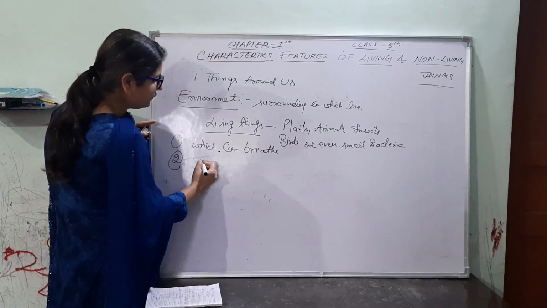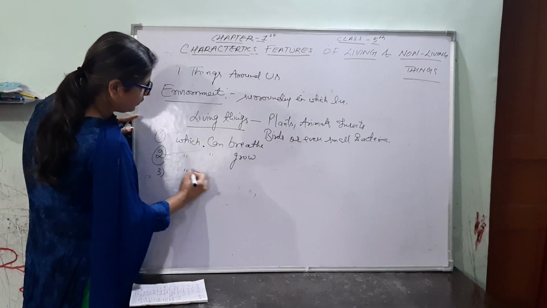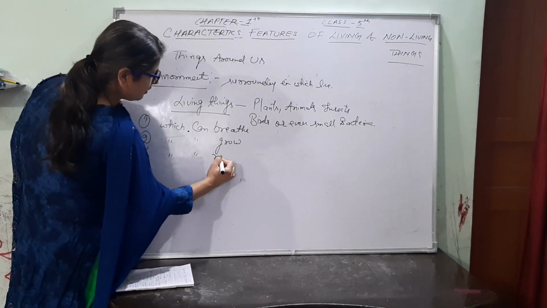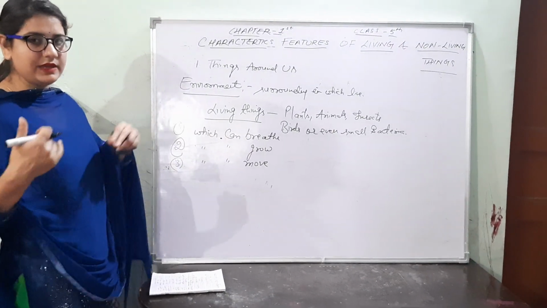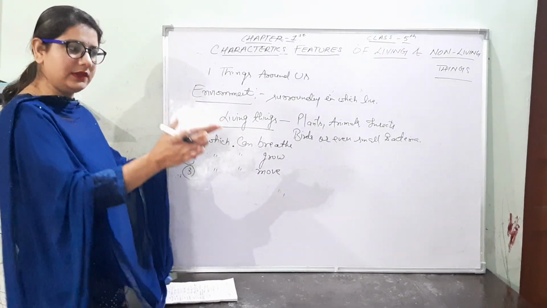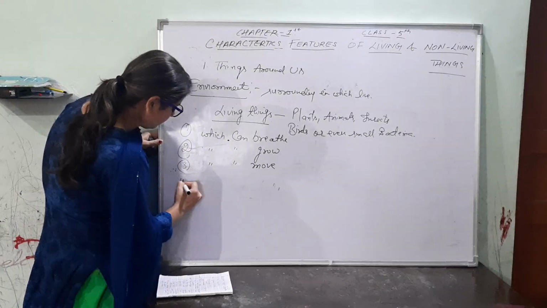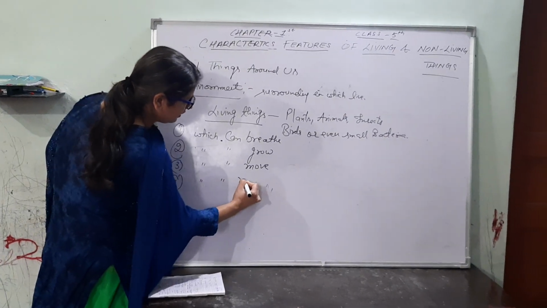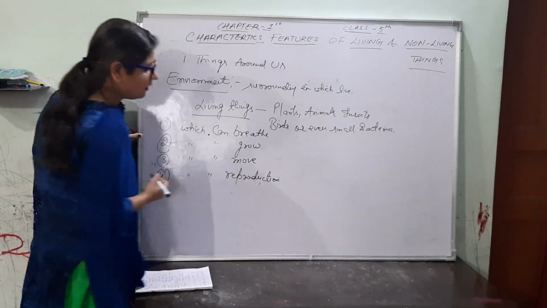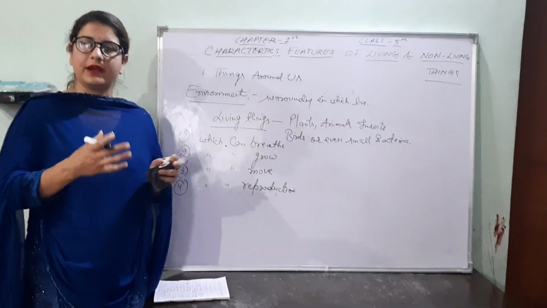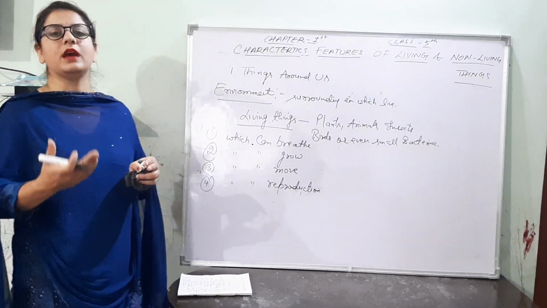Second, which can grow. Third, which can move. Like we move from one place to another place. We can move from one place to another because of the characteristics of living things. Fourth, which can reproduce. Reproduce means able to produce offspring, to give birth to the new ones or the young ones.